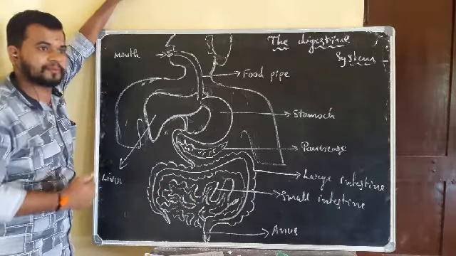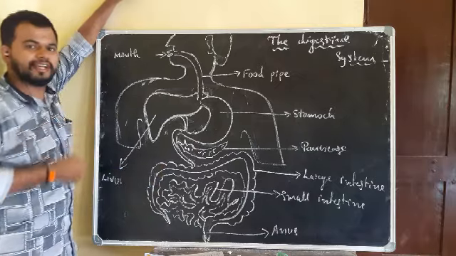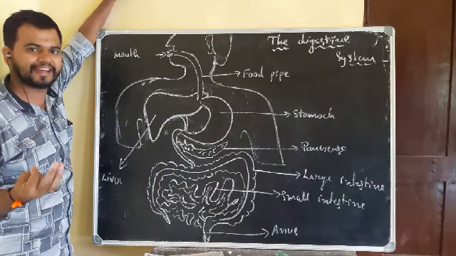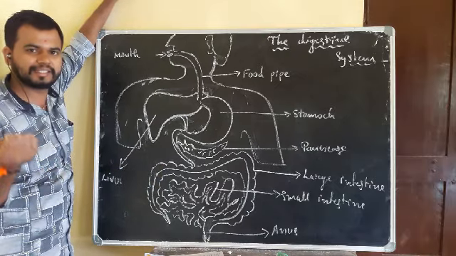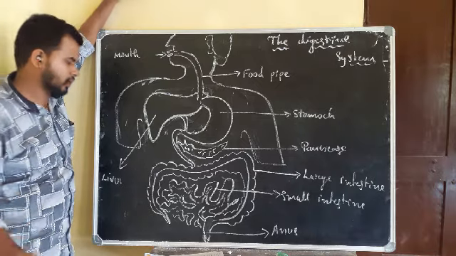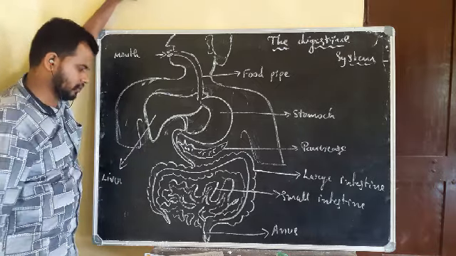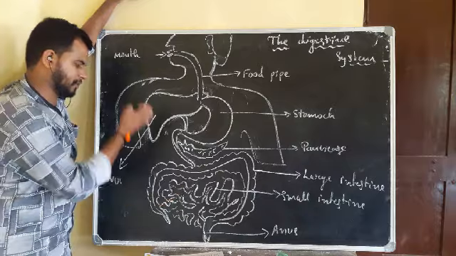What else is absorbed? Absorption of nutrients. We know the nutrients: carbohydrates, fats, proteins, vitamins, minerals, roughage, water. All this will be started here. The absorption process will be started.